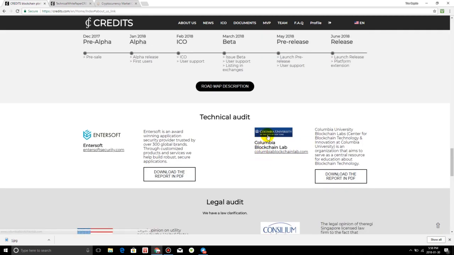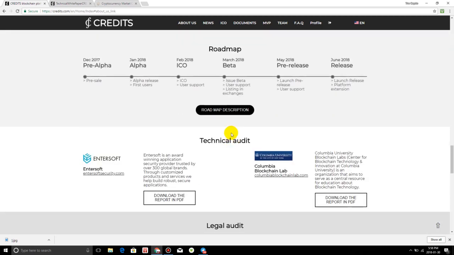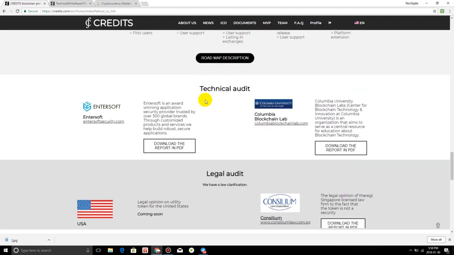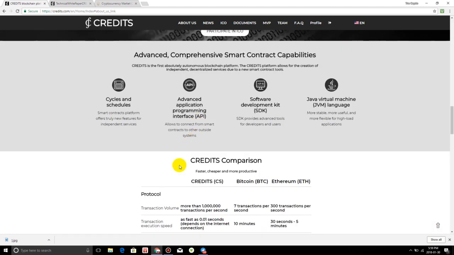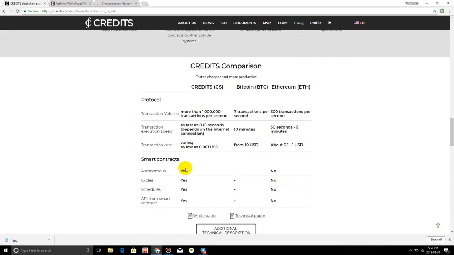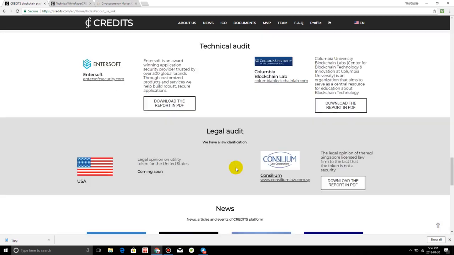But now check this out. All these things that they're saying, is it true? Is it verified? Yes, it is. That's another crazy point. They've been audited by Entersoft. So entersoftsecurity.com, we could check that out to verify if they're a real company. Also the University of Columbia Blockchain Lab. So all these claims they're making in regards to their transaction speed and low nominal transaction fees have been verified by these auditors. So yeah, it's true what they're saying.